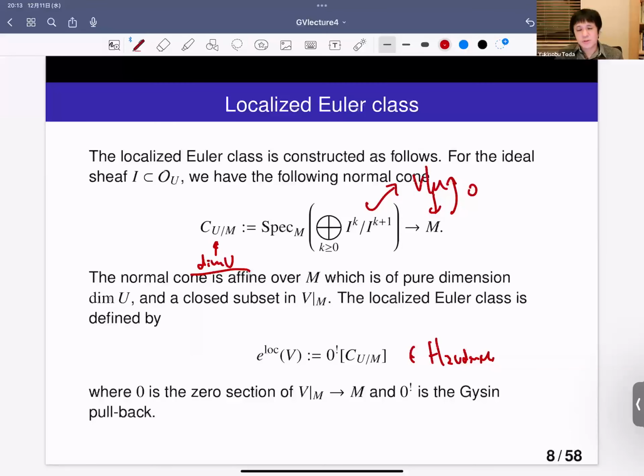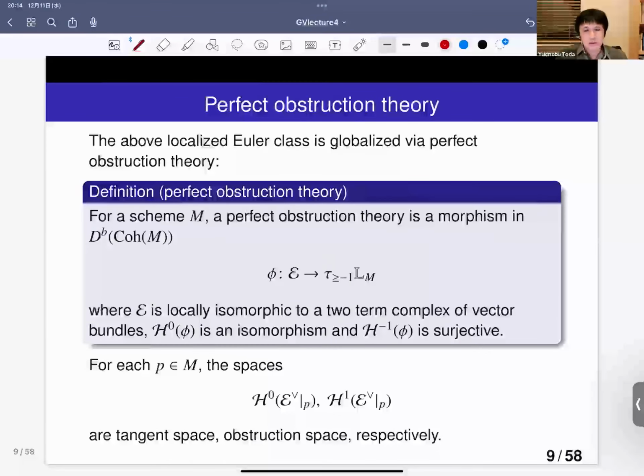So the idea of the construction of the virtual class is somehow a globalization of this picture. In general, such a localized Euler class can be globalized using the notion of perfect obstruction theory. This notion is due to Behrend and Fantechi.